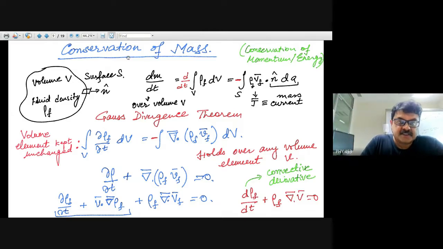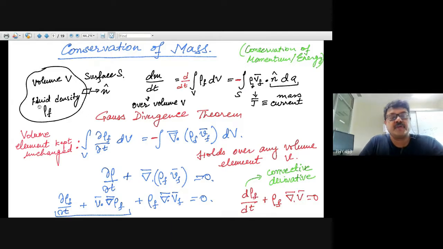But starting to discuss conservation of mass, suppose there's a volume V of fluid, and within that there is a fluid density rho f. This volume and the boundary are, at the moment, absolutely fixed in space. The surface element of the surface is fixed in space, and this volume is fixed in space.